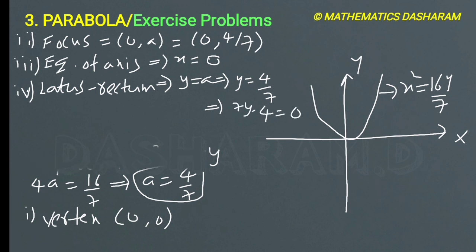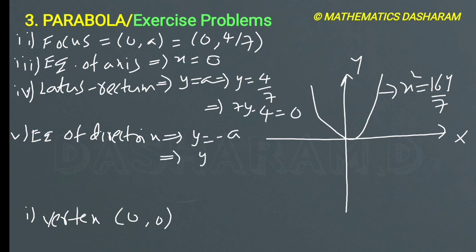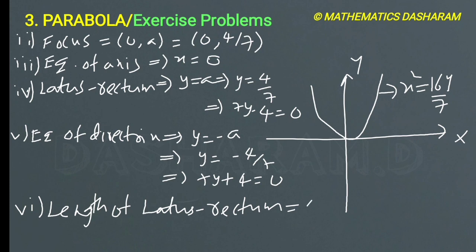Next, the equation of the directrix. So that is y equals to minus a. So it implies y equals to minus 4 by 7, so it implies 7y plus 4 equals to 0. And the last one is the length of the latus rectum. Its formula is 4 into a, so 4 into 4 by 7, so it equals 16 by 7.